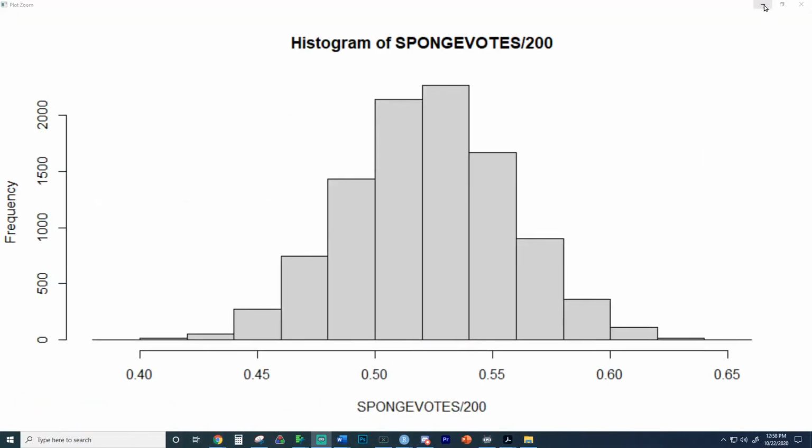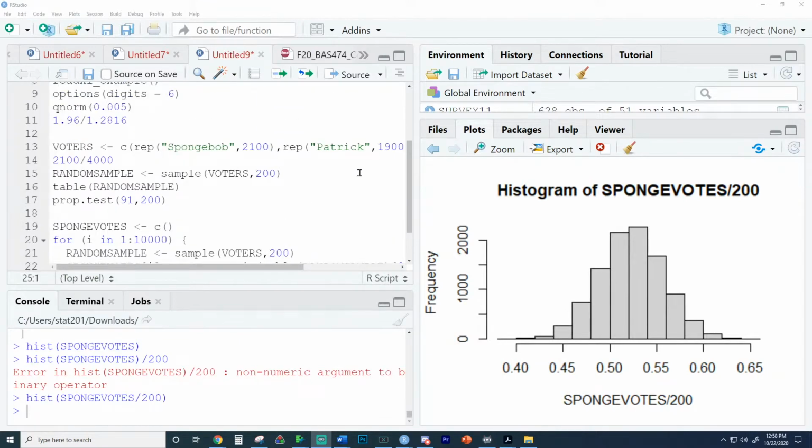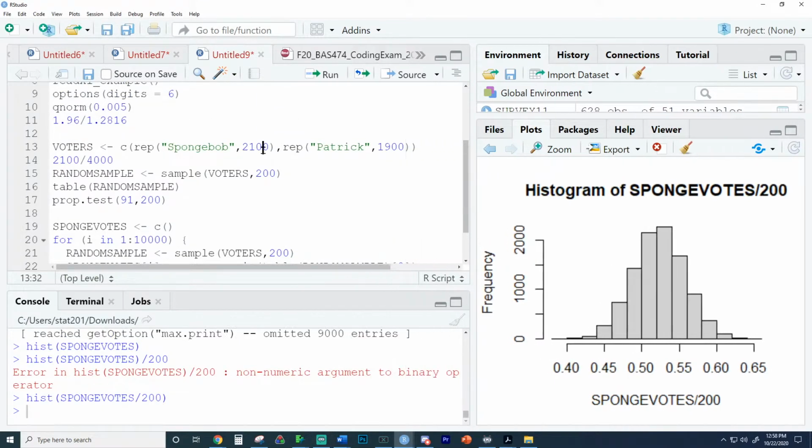Because I changed the numbers, I think, Charlie. I might have done that really quickly on you. I have 2,100 people voting for SpongeBob and 1,900 voting for Patrick. So the two of these, there are 4,000 people in this population. So this is the truth for the population.